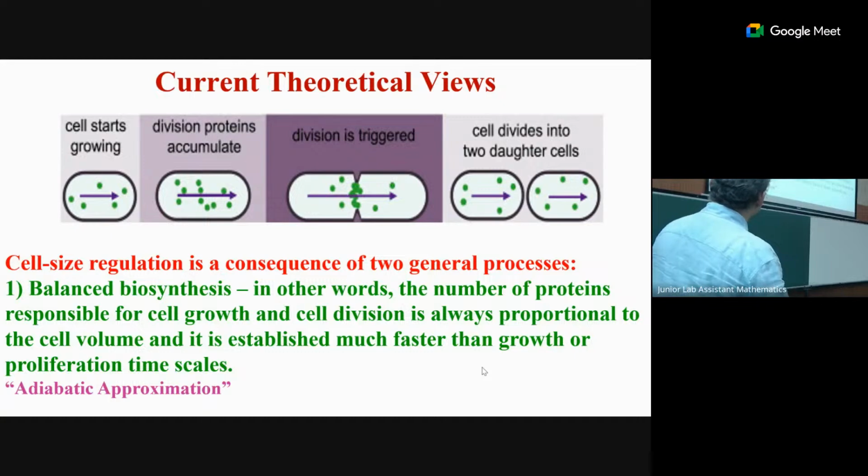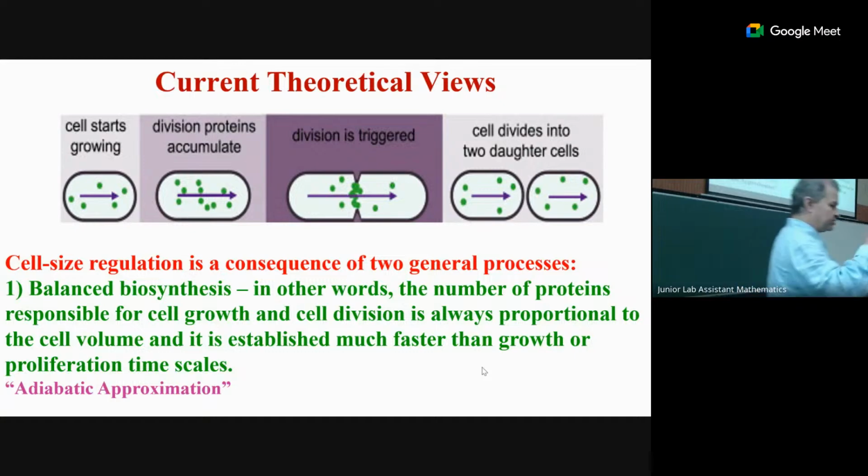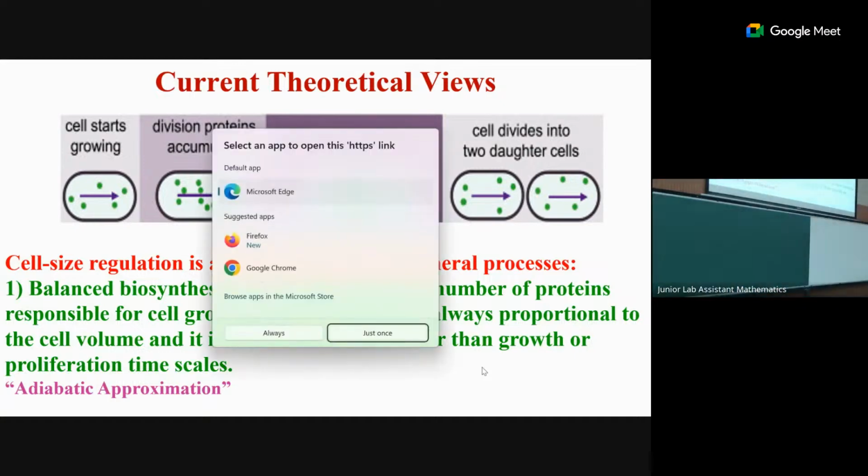People think about this, and the way to explain it currently, before doing stochastic modeling, is the idea that there are two conditions that must be satisfied for this picture to occur. One condition is called balanced biosynthesis, but this is biologist language. Let me try to use a simpler language.